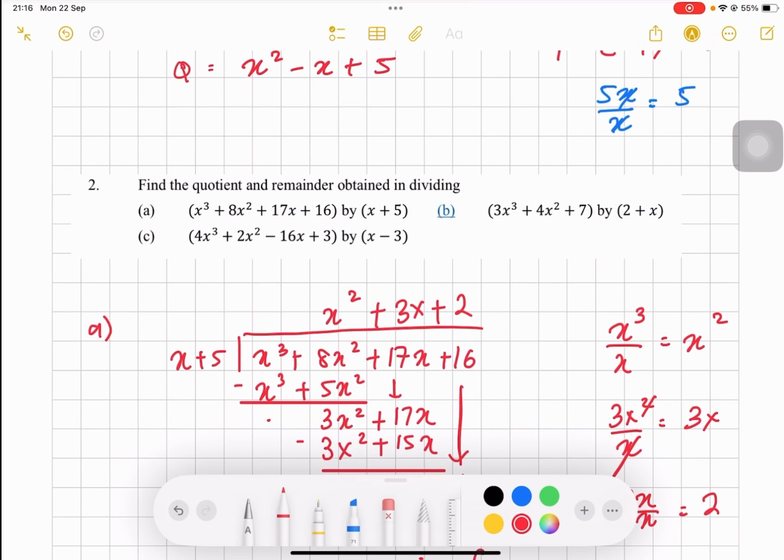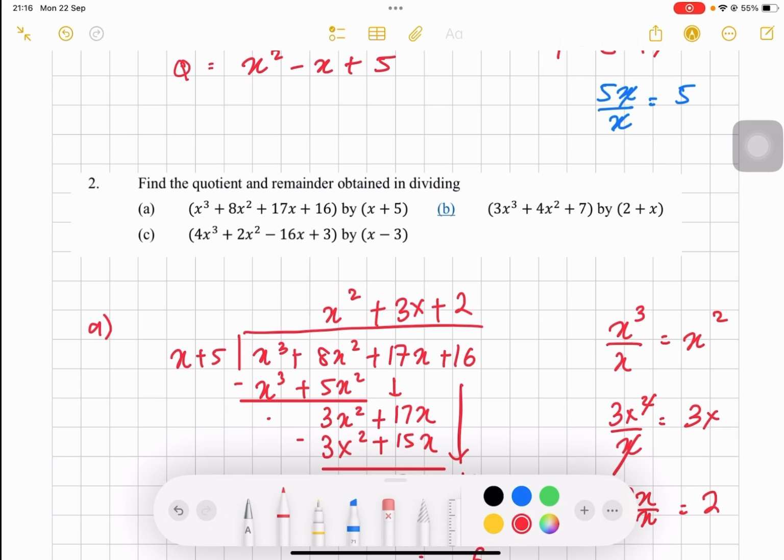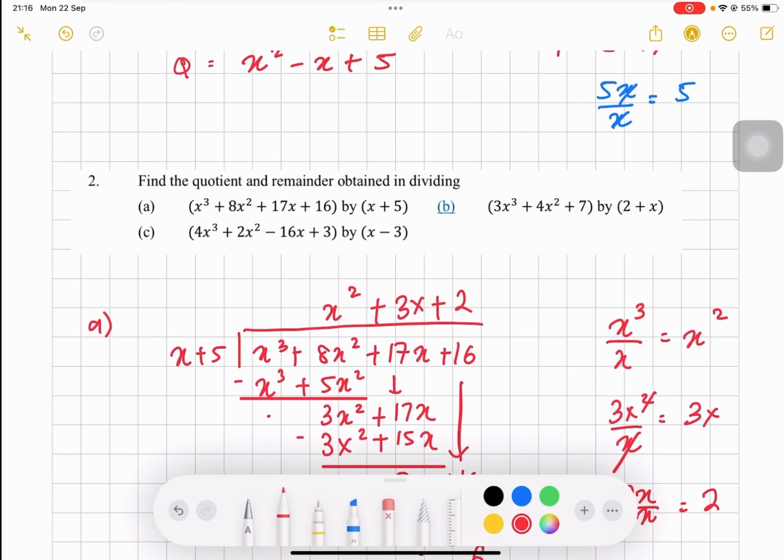Okay, so question B. Now we see some power, and this one has no power, not no power actually, but x to the power of 0. Let's copy this question B.